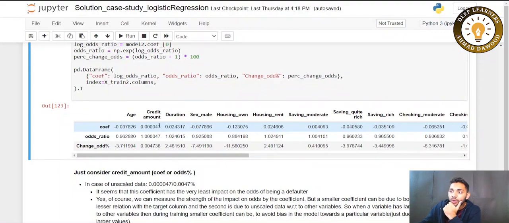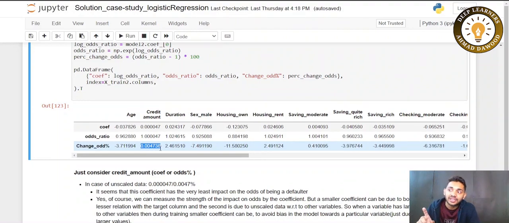So this 0.0047 is the coefficient for credit amount, and in terms of change in odds percentage, it is 0.004%. From here you could say that credit amount has a positive relation with the target column, but a very low positive relation. You can interpret it that way, but actually it's not.